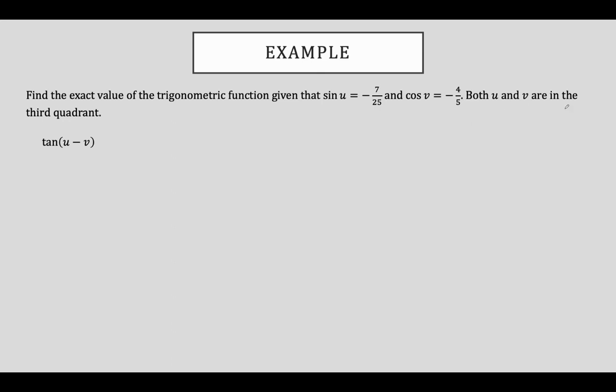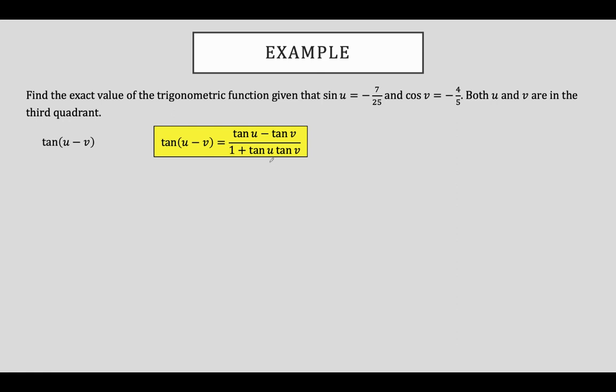Both u and v are in the third quadrant. All right, and we are asked to find the tangent of u minus v. Well, notice we have a difference inside of our tangent function, which means we want to use our difference formula for tangent. The tangent of u minus v is equal to the tangent of u minus the tangent of v divided by 1 plus tan u tan v.